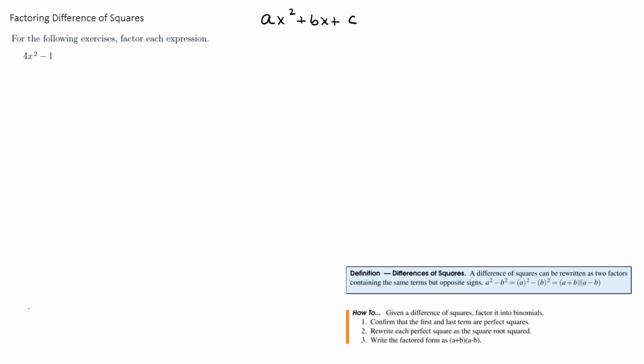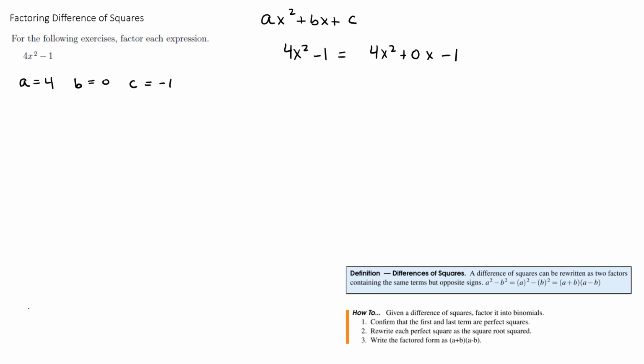And do I know what b is? It may seem like a trick here, but we do know what b is. We can rewrite 4x squared minus 1 as 4x squared plus 0x minus 1. So we do know that the b value is 0. So we've got b equals 0, and then c equals negative 1. So this is actually a special type of quadratic, where we're missing the middle term.